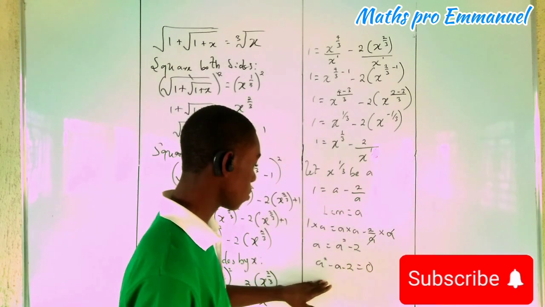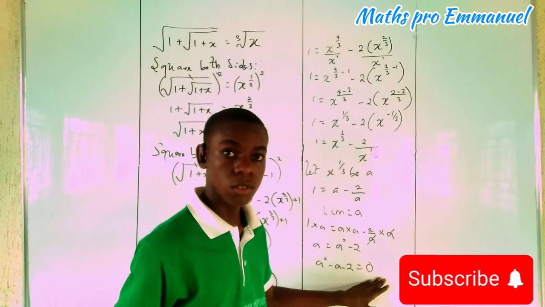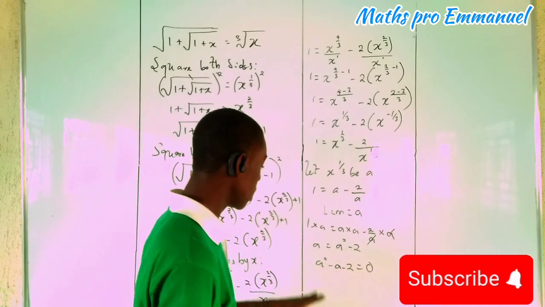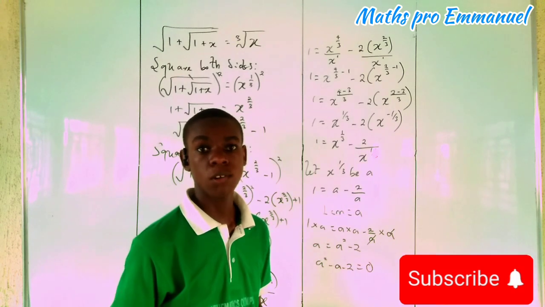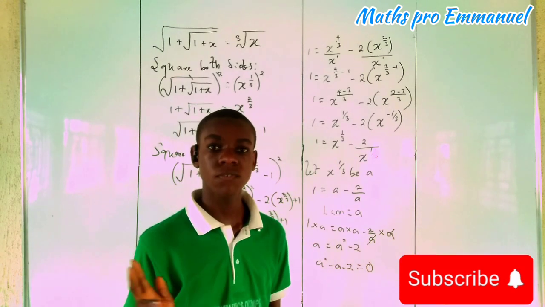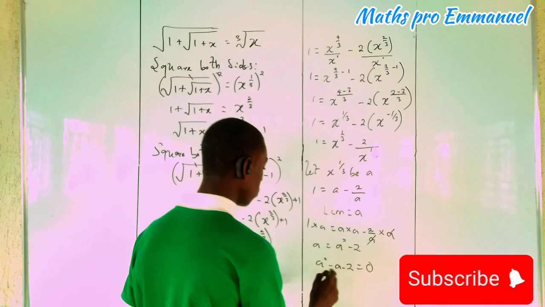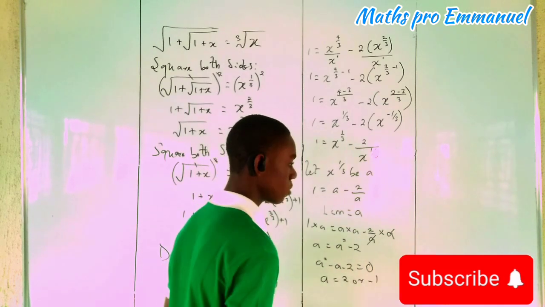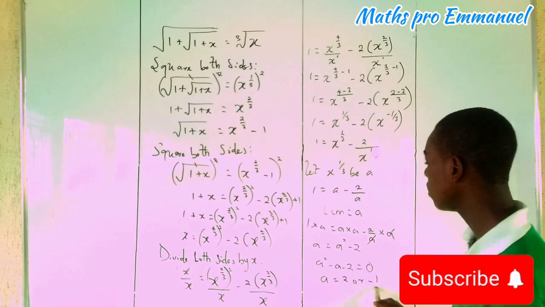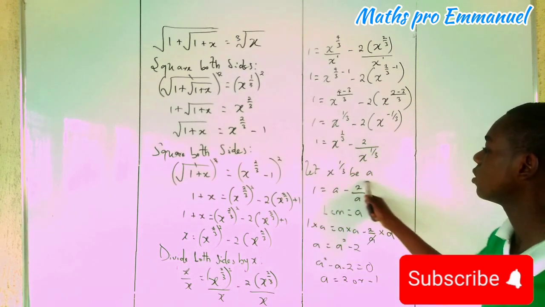Now I can try to solve this using any method of solving a quadratic equation. Using any method, you have a to be 2 or minus 1. Go and watch my previous video to see how to solve it. So let's go about giving the direct answer. a will be equal to 2 or minus 1. Now let's substitute the values of a.